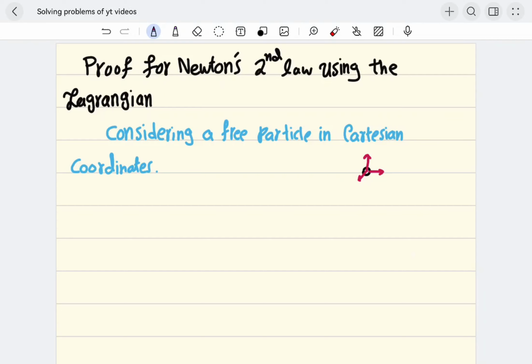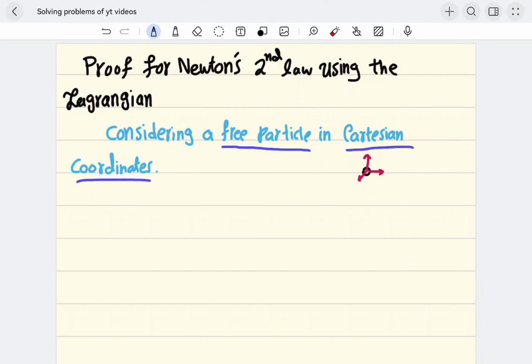Hello everyone, I'm Shihab, and today I'm going to prove Newton's second law using the Lagrangian and the concept of energy and the relationship between the potential energy and the force, considering for this proof a free particle in Cartesian coordinates.